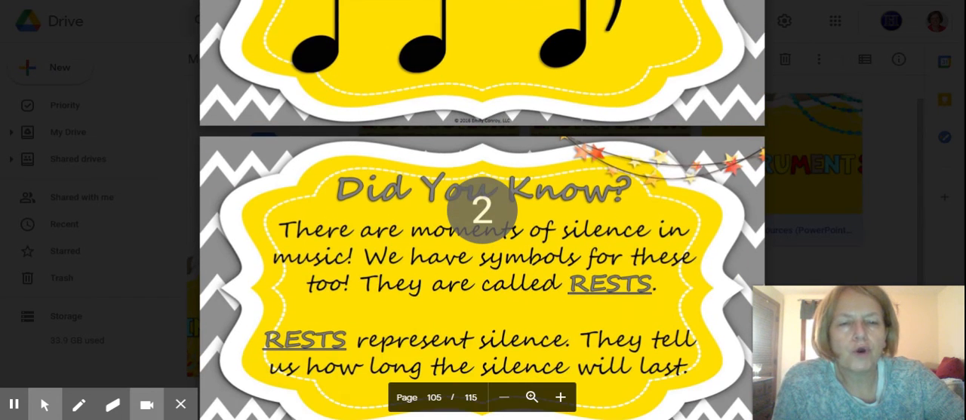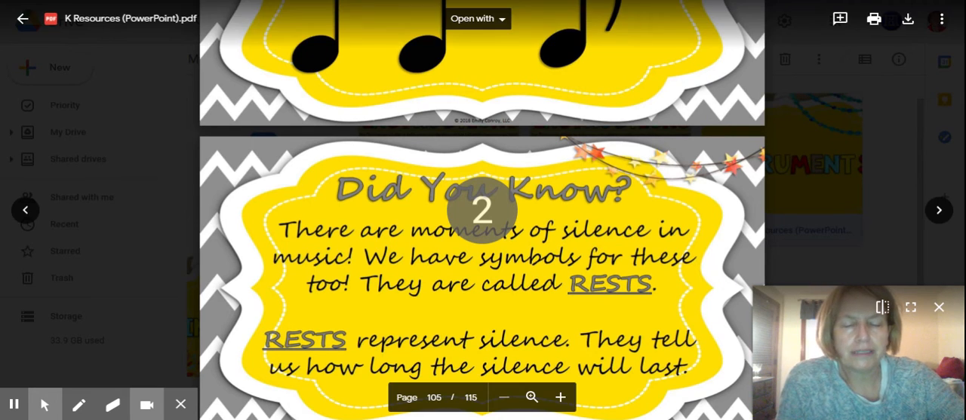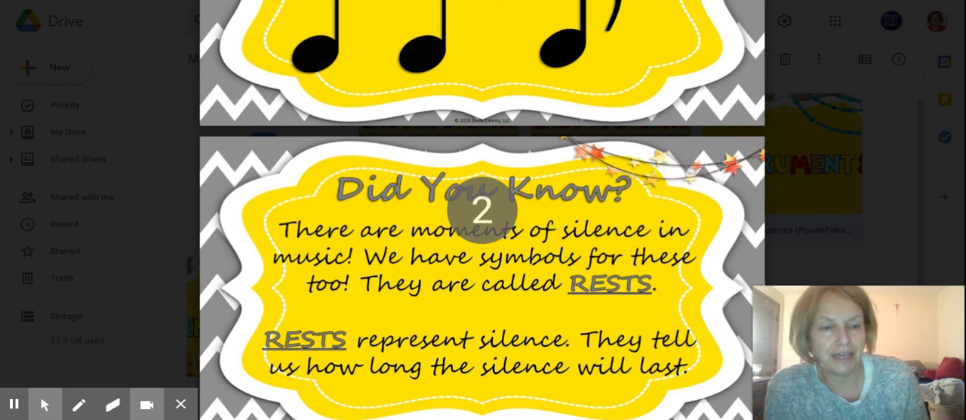Did you know there are moments of silence in music? We have symbols for these too, and they're called rests. Rests represent shh, silence, and we will go over rests more in the future. We've already talked about them, and we've already seen them too in a couple of lessons.